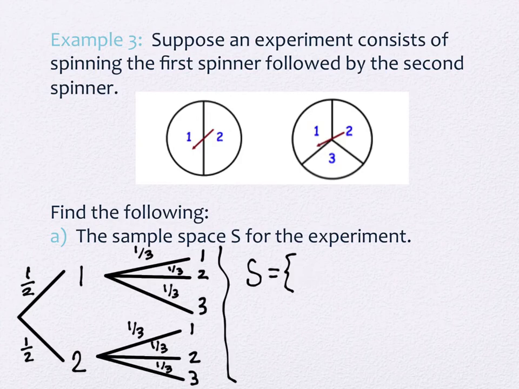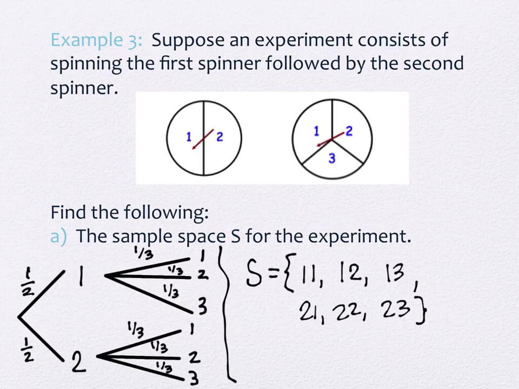I'm going to simplify mine. I'm just going to write 1, 1. I could spin 1, 1. I could spin 1, 2. Or I could spin 1, 3. Or I could spin 2, 1. Or 2, 2. Or 2, 3. And if you look along each of my branches, those are in fact my only options. 1, 1, 1, 2, 1, 3, and the same thing below. So a sample space is just a listing of the things that could happen.